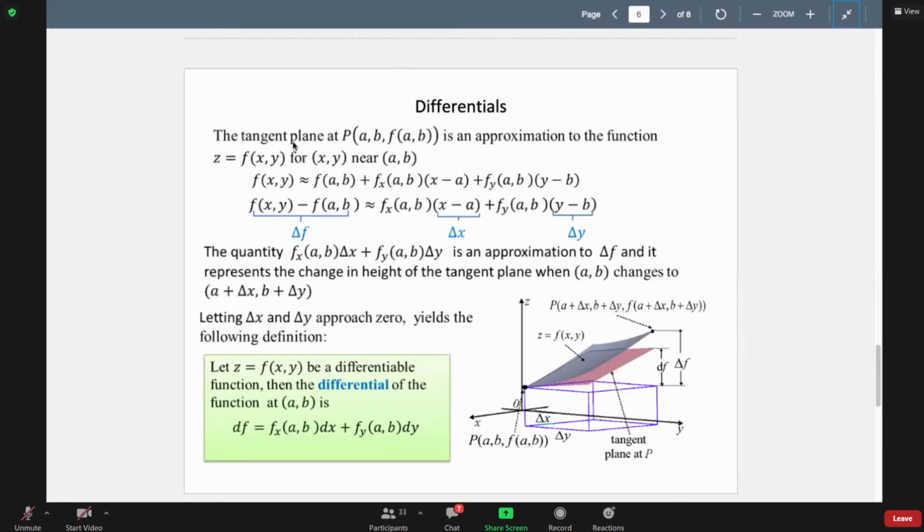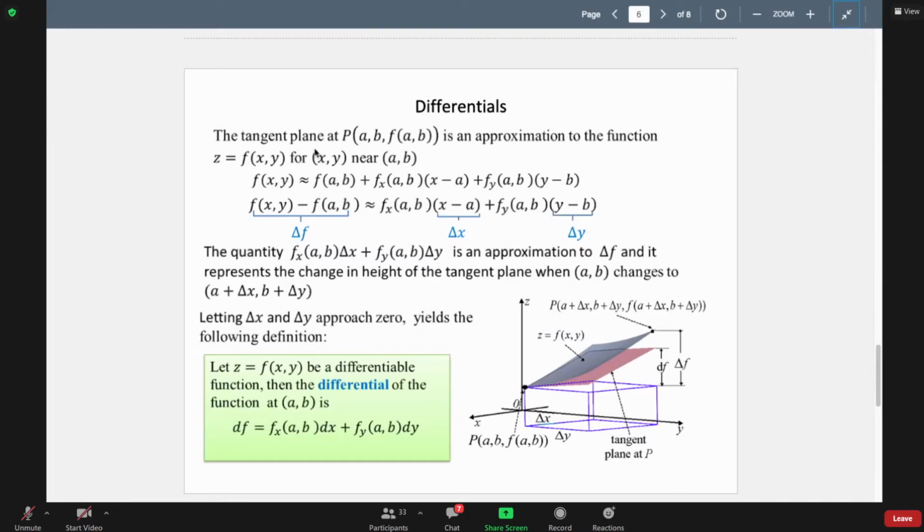So again, the tangent plane at the point (a, b, f(a, b)) is an approximation to the function z equals f(x, y) for x, y near (a, b). So that's what we discussed. Here, f(x, y) is roughly equal to z, which is f(a, b) plus fx at the point (a, b) times (x minus a), plus fy at the point (a, b) times (y minus b). And now there's some terminology.